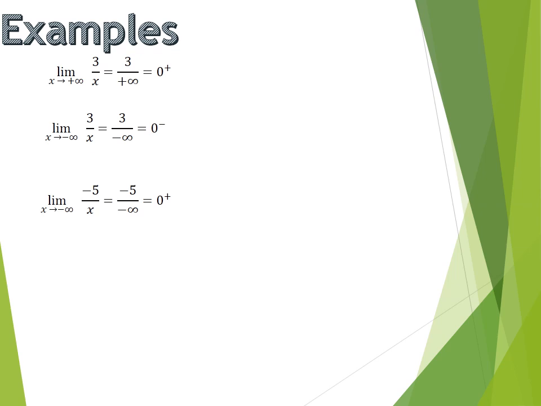As you can see here, we replaced x by plus infinity. 3 over plus infinity, because both of them are positive, it's 0 plus. 3 over minus infinity is 0 minus. Minus 5 over minus infinity is 0 plus, because if you cross out the minuses.